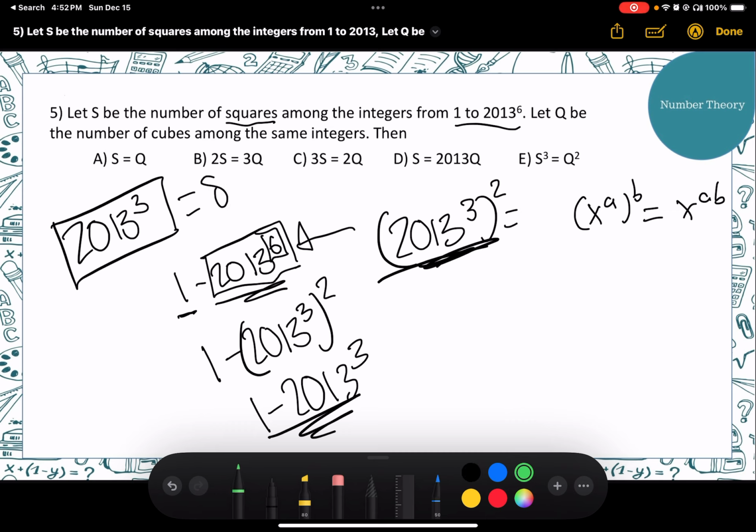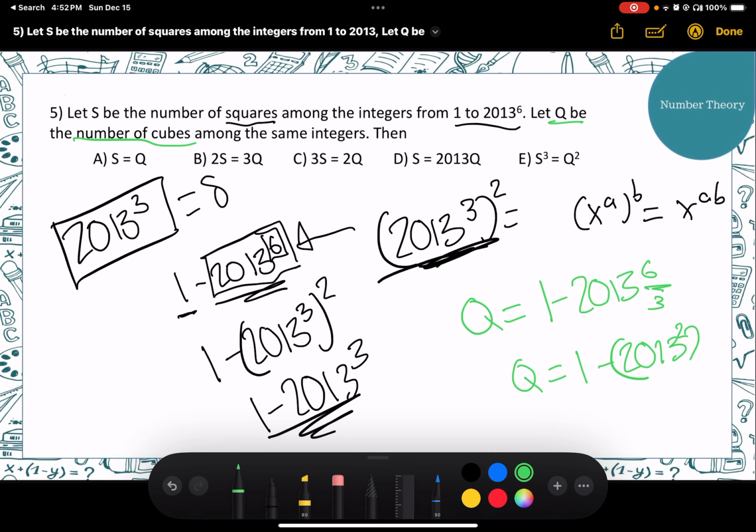So I'm going to use a different color. Now let Q be the number of cubes. The same idea here. So we have Q equals, and here we still have 1 to the 2013 to the sixth, but this time we're taking the cube root, which means this over 3. So you get Q equals 1 to the 2013 to the second, all cubed. So that means that Q equals 2013 to the second, right?